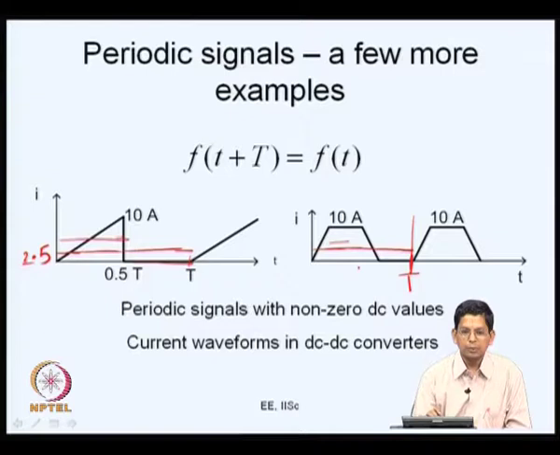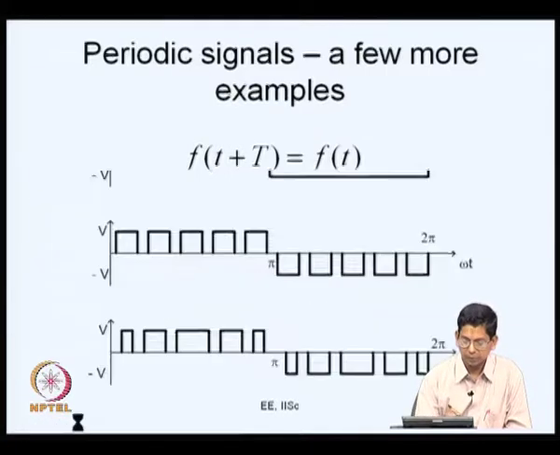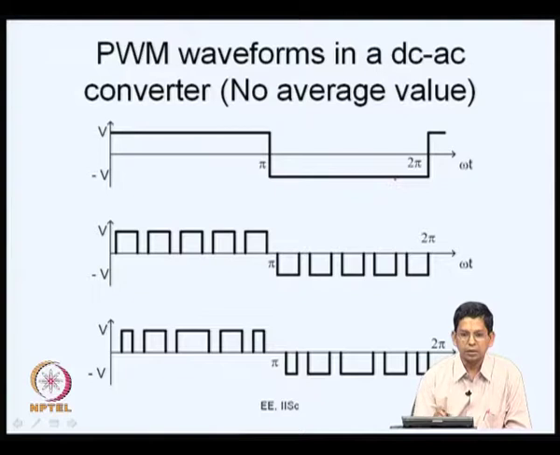So, these are examples of some periodic signals which have non-zero DC values, they have some average values, and these are actually taken from some DC-DC converters. These are some current waveforms in certain DC-DC converters. They always have a certain DC component flowing, whereas in DC to AC converters, when you are looking at the AC side, there is no DC component, they are all AC waveforms. These waveforms would typically have fundamental and other harmonic frequencies, but not the DC. So, that is what I said here.